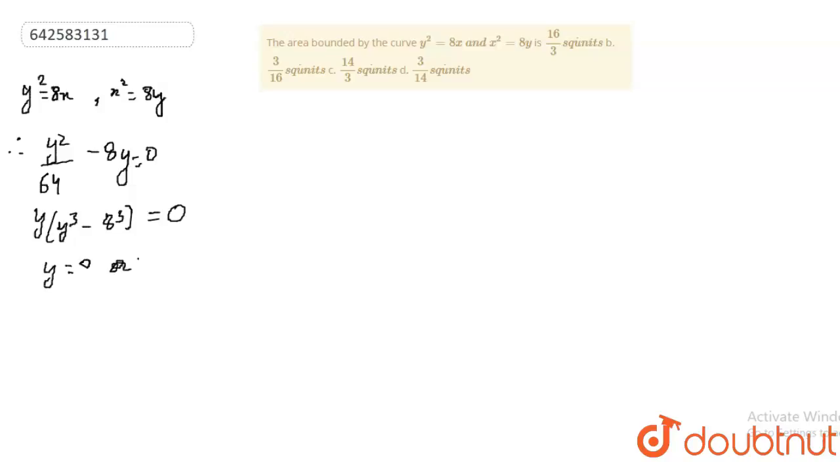Now, therefore, that will be y to the power 4 upon 64 minus 8y, which is equal to 0. So we will take y as common: y cube minus 8 cube equals 0. So from here y equals 0 or y equals 8, and for the same, x is equal to 0 or x equals 8.